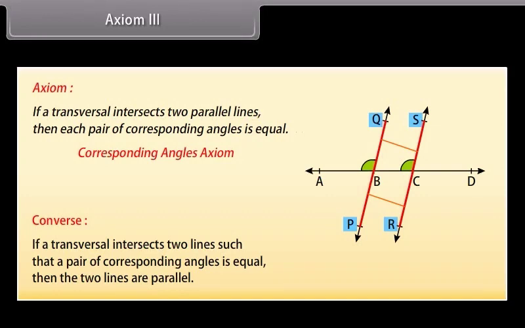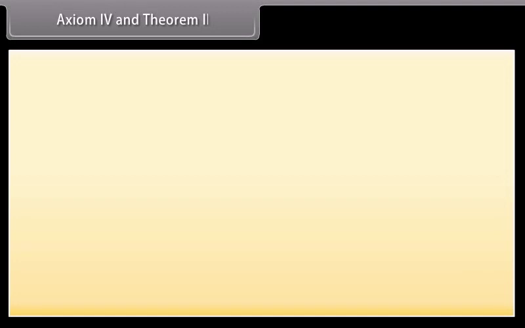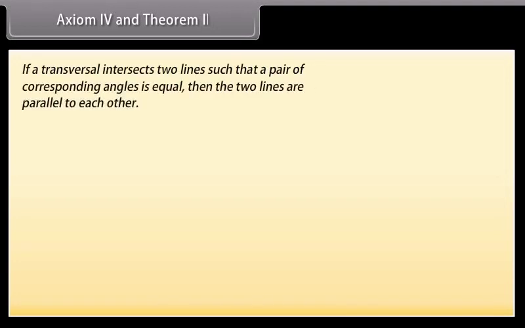Therefore, the converse of corresponding angles axiom is also true. So we have got one more axiom for this, which we will discuss in the next screen. Axiom 4 and Theorem 2. The axiom we got in the previous screen is, if a transversal intersects two lines such that a pair of corresponding angles is equal, then the two lines are parallel to each other.